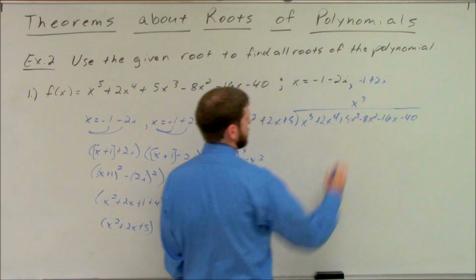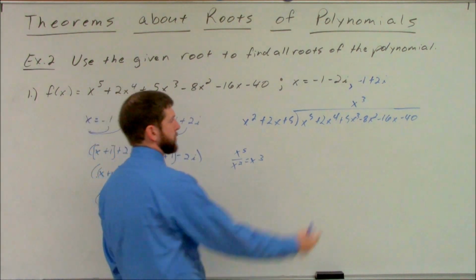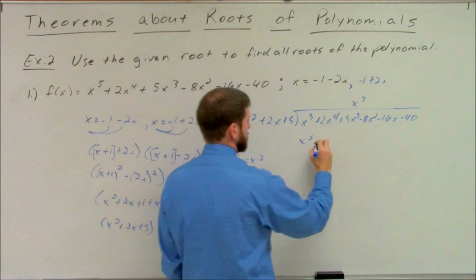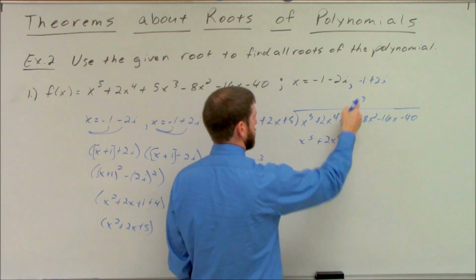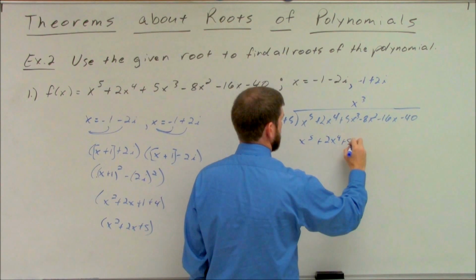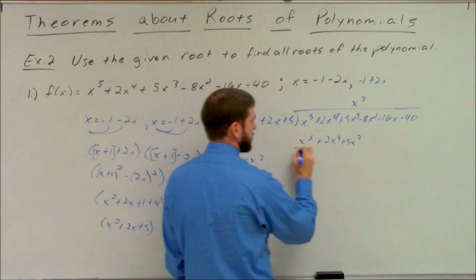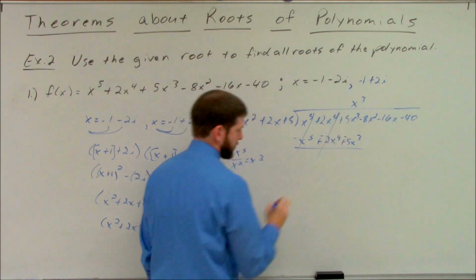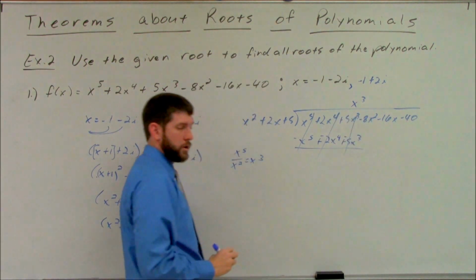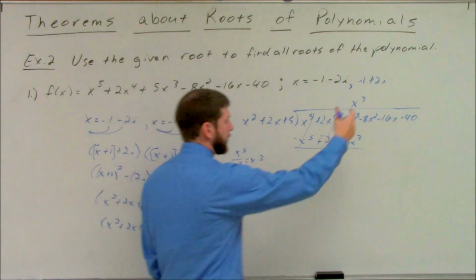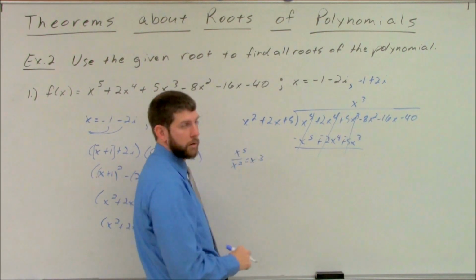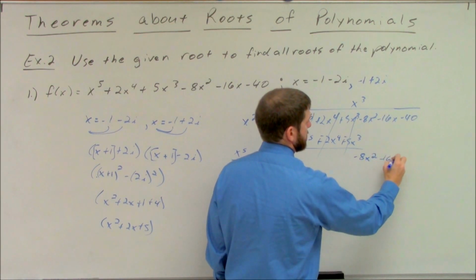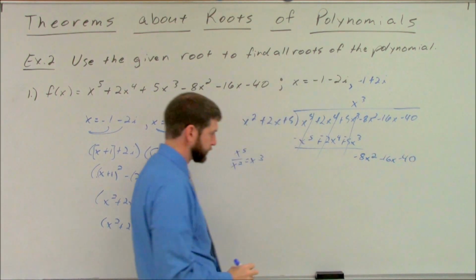So let's throw x cubed up there. Then we multiply. We distribute that x cubed. So x to the 5th, 2x to the 4th, 5x cubed. Subtract. So draw your line, change your signs. The x to the 5ths cancel, 2x to the 4ths cancel, 5x cubes cancel. All right, now we need to bring down enough terms to be able to keep dividing. So negative 8x squared minus 16x minus 40.